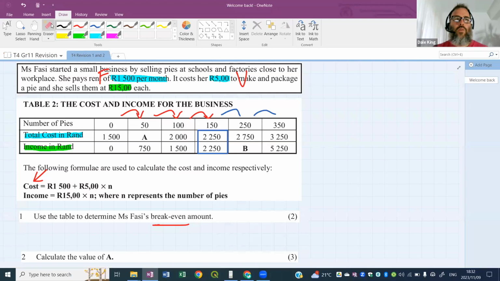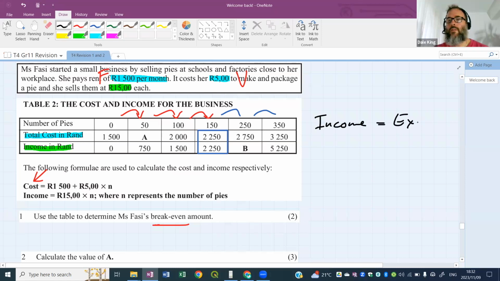Okay, so break-even point is where a business's income and expenses match each other. There's no loss or profits. They're just equal to each other. Okay, so it's this point where income equals expenses. All right, and it's an important thing to know because if your expenses are more than your income, you're losing out. If your income is more than your expenses, that's when you're making profit. So you need to know where this break-even point is, because Mrs. Fussie wants to know, when is she going to start making profit? Okay, and the graphs help us with this.